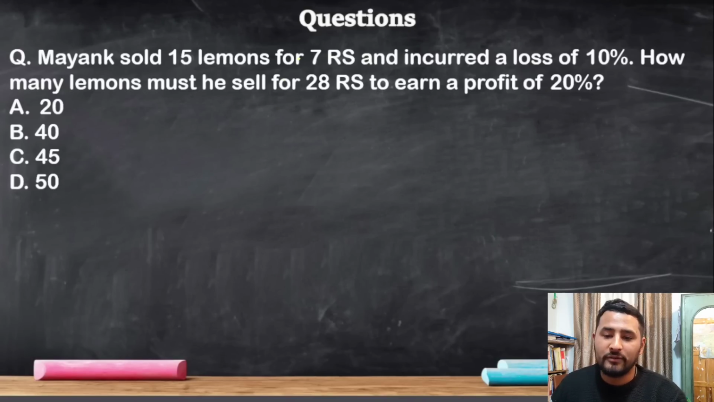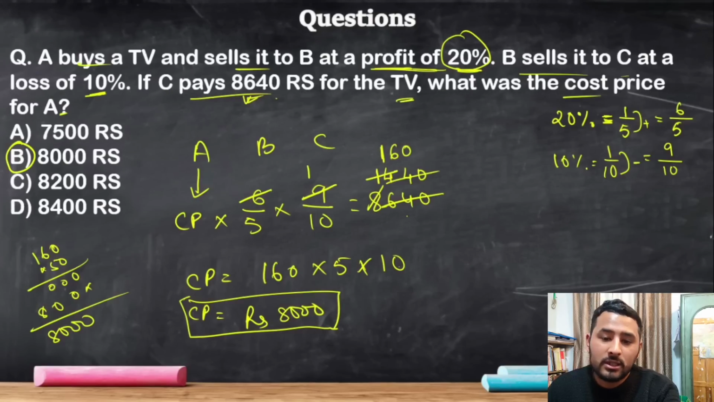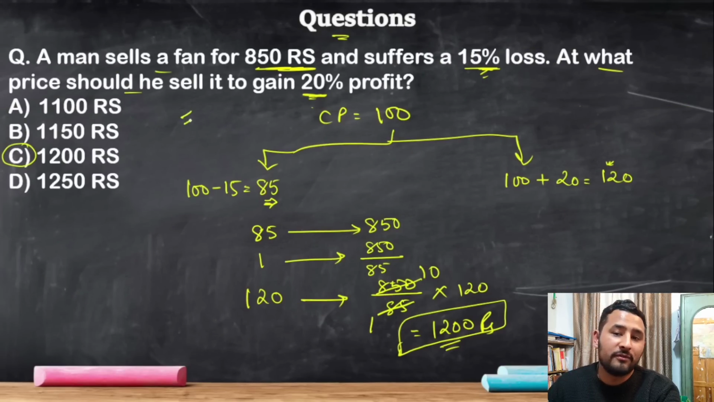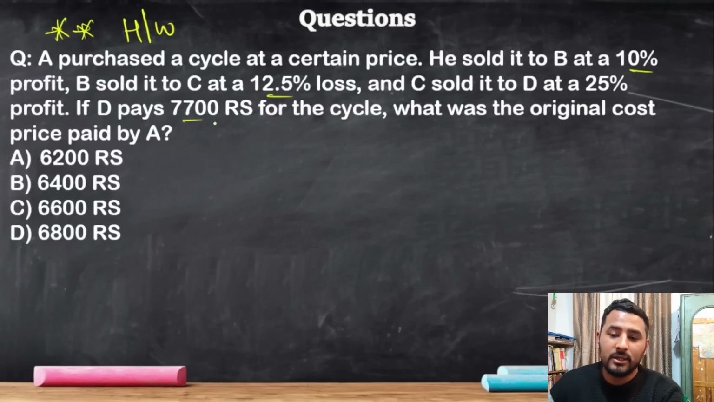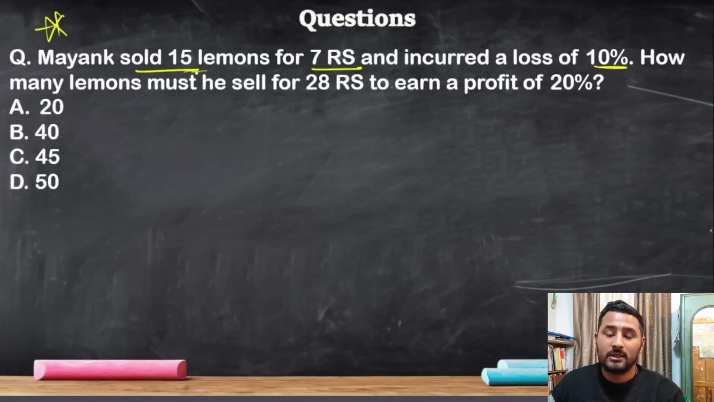Okay, let's see now one more different type of question. Mayank sold 15 lemons for 7 rupees and incurred a loss of 10%. This type of question we have done, right? But there's a different thing coming out here. They're saying sold 15, now they are taking the number of lemons. How many lemons must he sell for 28 rupees to earn a profit of 20 percent? So we need to find how many lemons to sell.